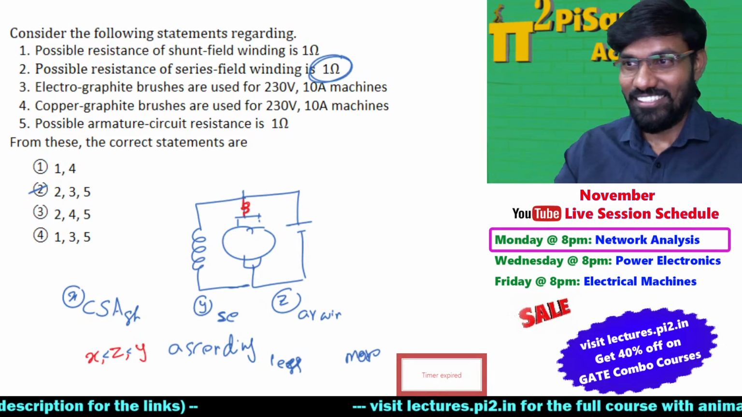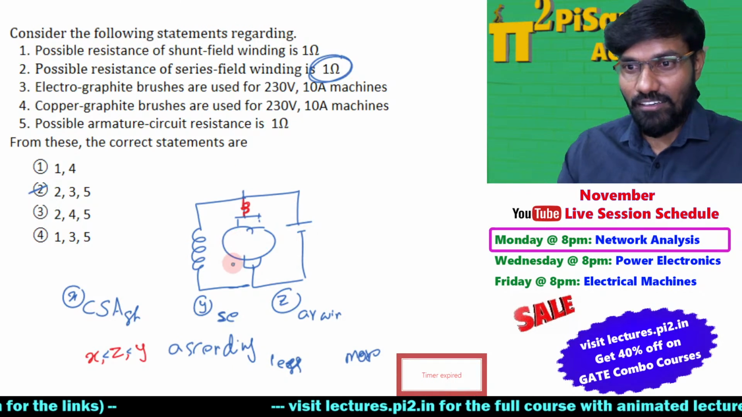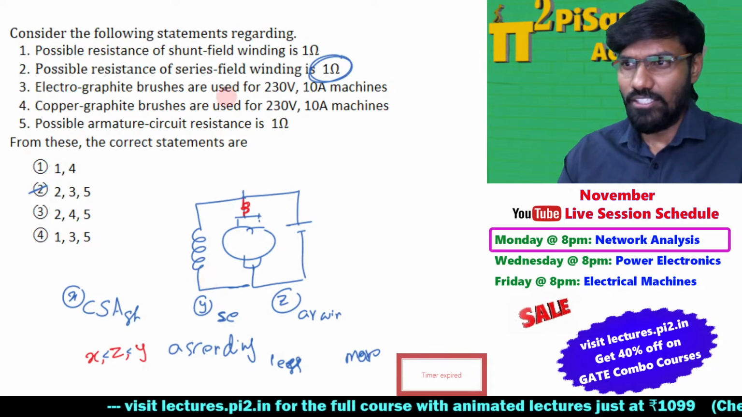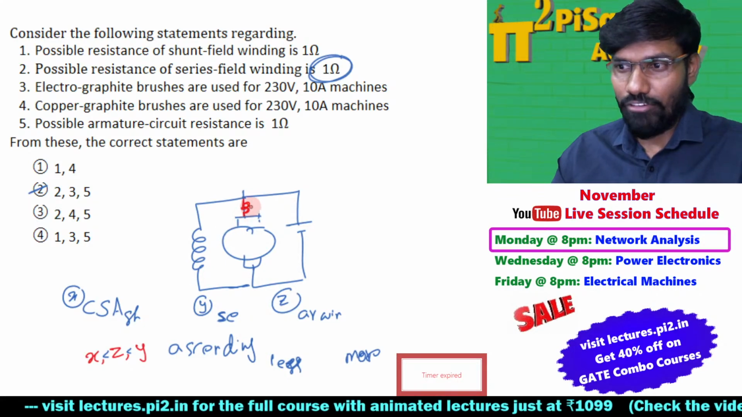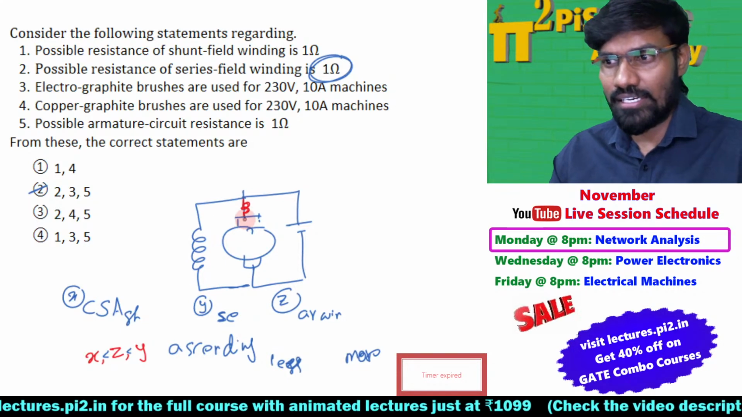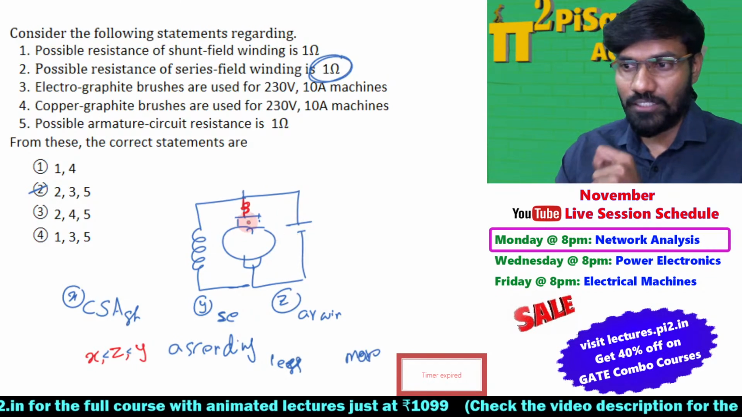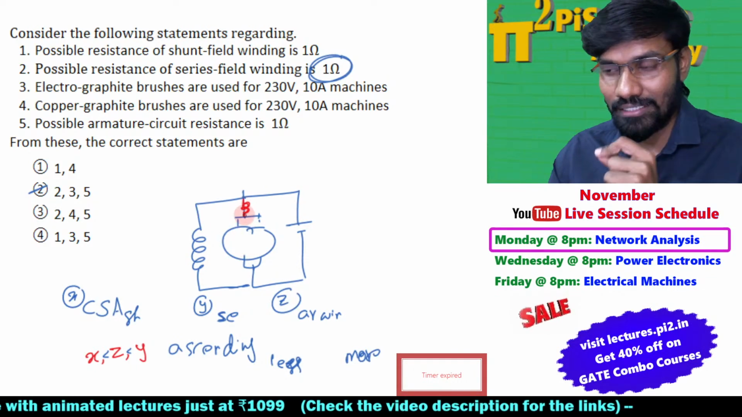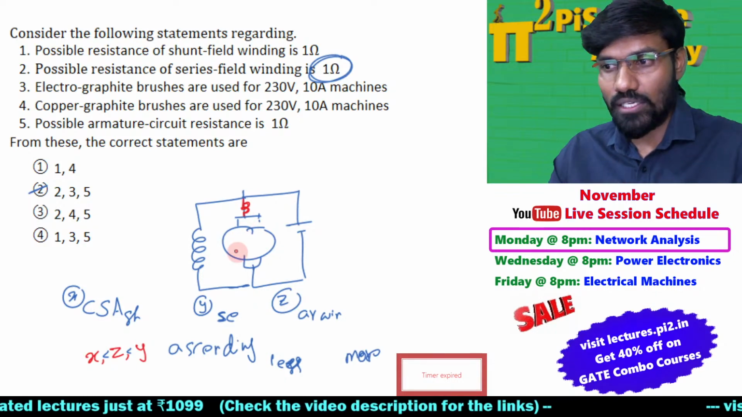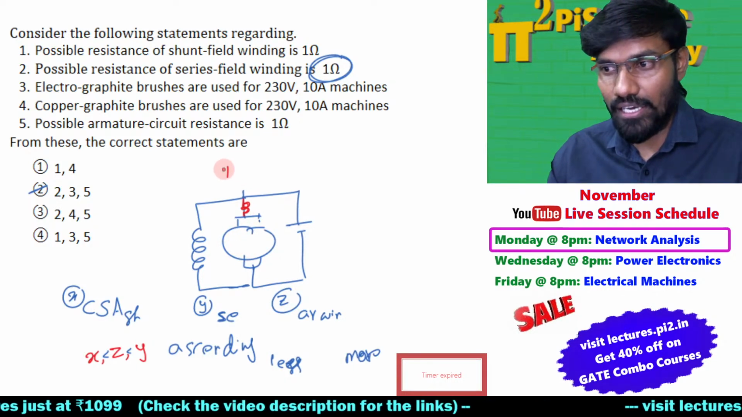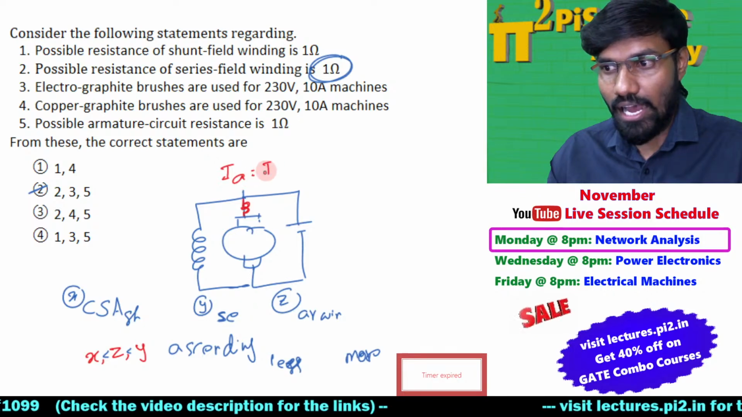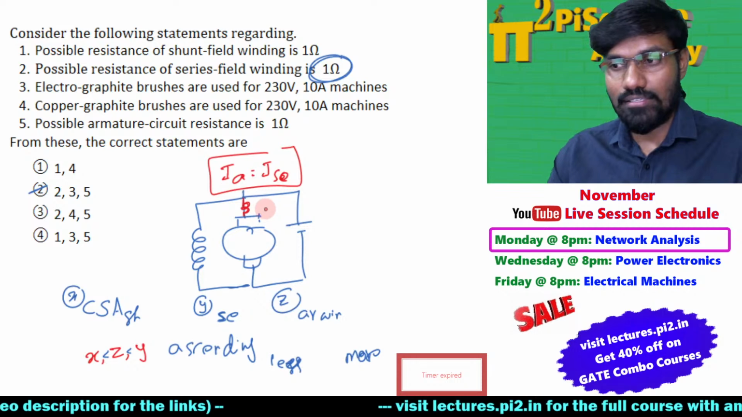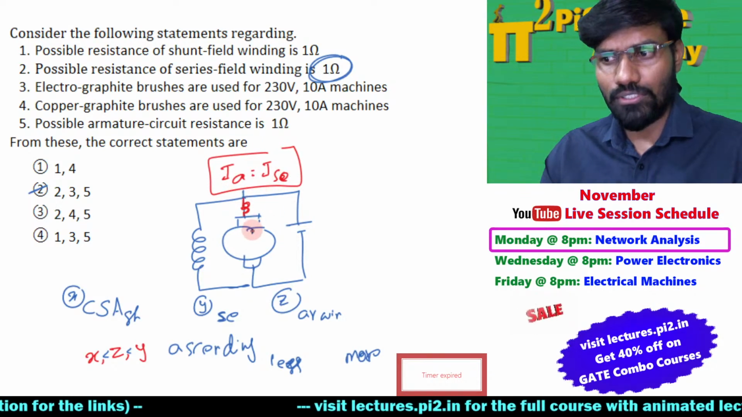Okay, let me tell you. The field winding carries both currents. Let's take it as a long shunt. In the long shunt, armature and series winding are both in series, so whatever current flows here, IA is equal to ISC. The current is the same in both.